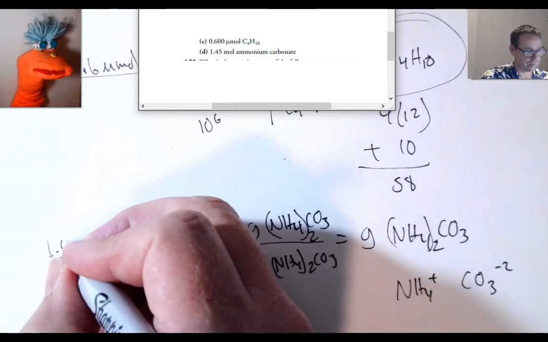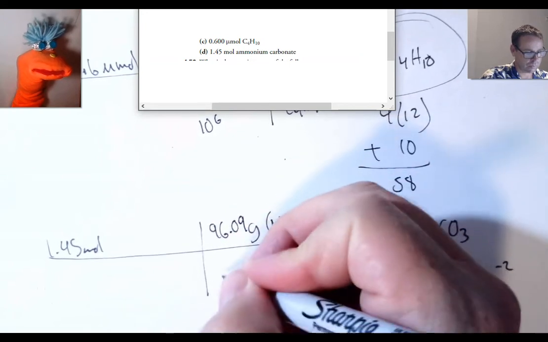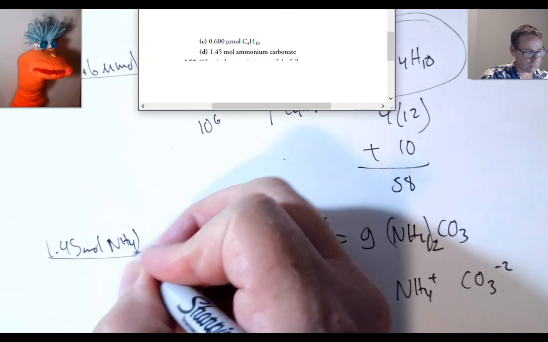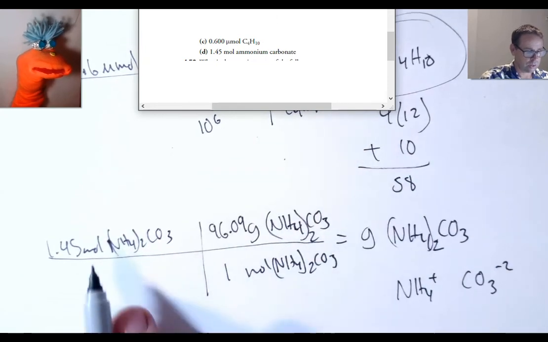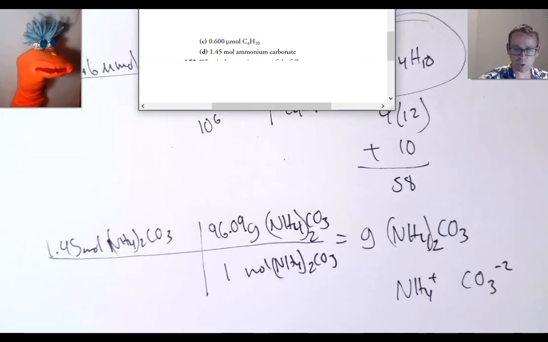The molar mass of ammonium carbonate is 96.09 grams per mole. So we go from moles of ammonium carbonate, (NH4)2CO3, to grams, and find out how many grams 1.45 moles is. 1.45 times our molar mass. Okay, very good.